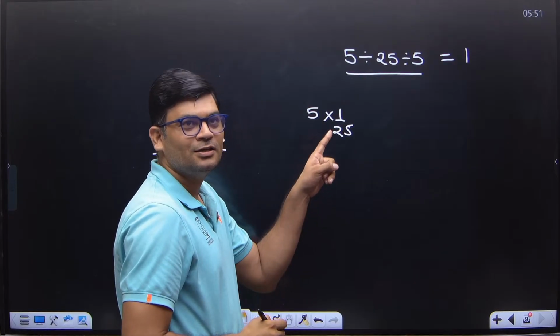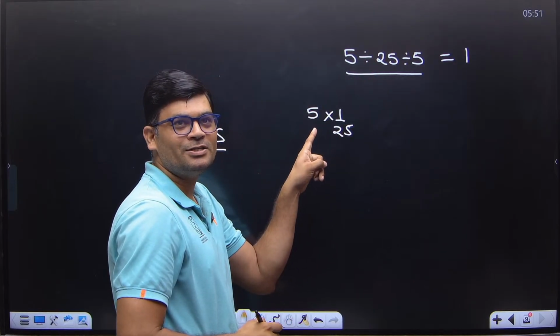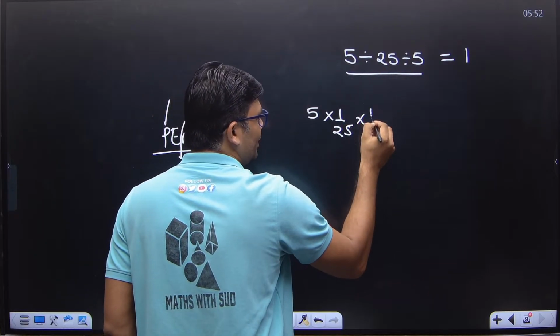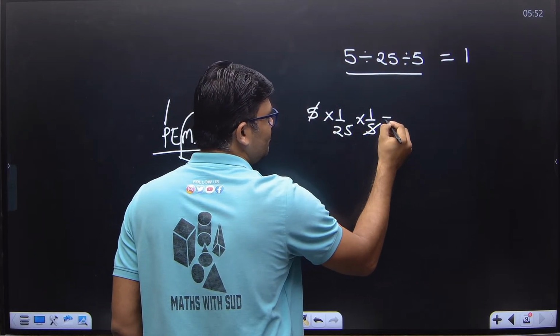You know this? The division sign can be changed to multiplication. And we do the reciprocal. Again, the same thing has to be done here. So the answer is 1 by 25.